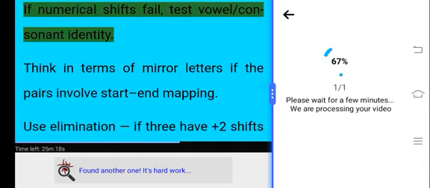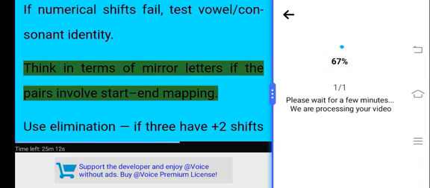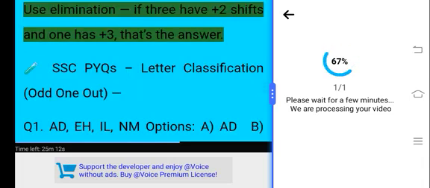If numerical shifts fail, test vowel-consonant identity. Think in terms of mirror letters if the pairs involve start-end mapping. Use elimination. If 3 have plus 2 shifts and 1 has plus 3, that's the answer.